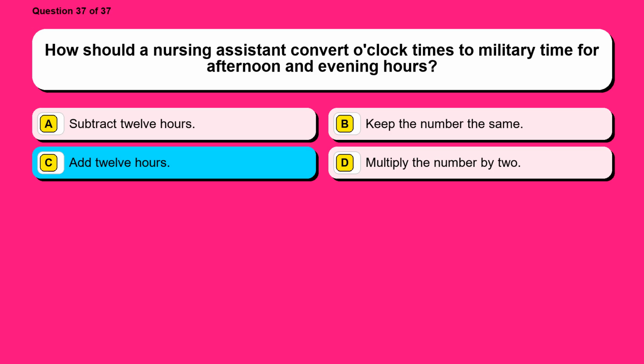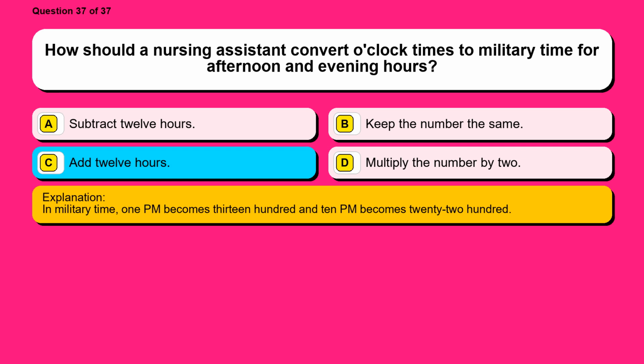The correct answer is option C. Add 12 hours. In military time, 1 p.m. becomes 1300 and 10 p.m. becomes 2200.